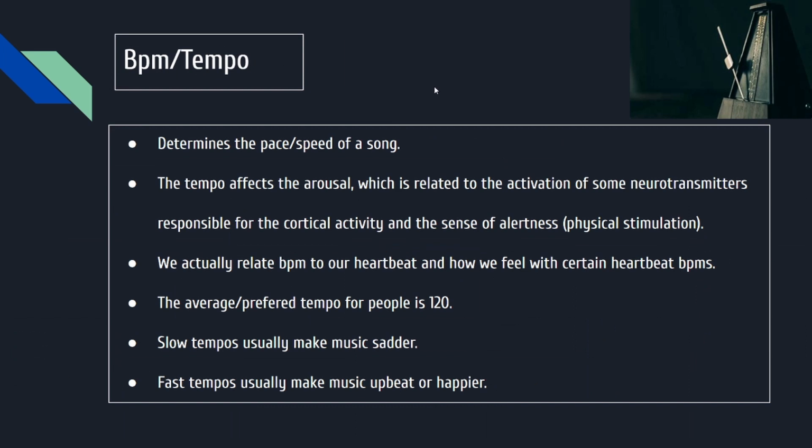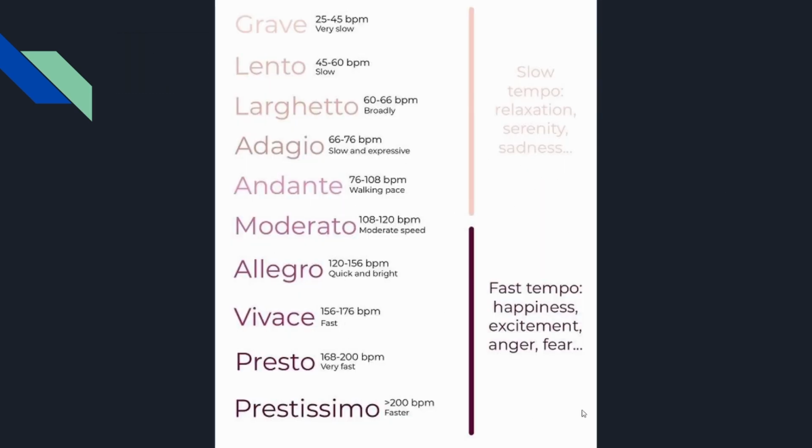They're usually sad. And so BPM and tempo determine the pace of the song, and basically we relate the BPM to our heartbeat. It's really weird, but the average preferred tempo is 120 because that's kind of like an average heartbeat. When our heart beats slow, we think of slower, sadder emotions, whereas when we're excited, our heart beats fast, which is why faster songs are usually more upbeat. And here's a chart showing that.